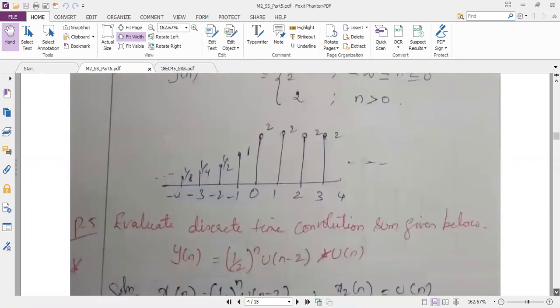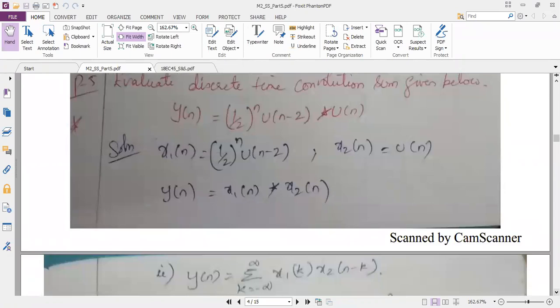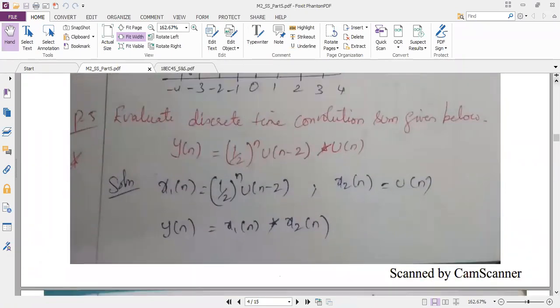Now you can copy this question. I have marked this problem as star, which means this problem was asked repeatedly in question papers. Evaluate the discrete time convolution sum given below: y of n is equal to 1 by 2 power n u of n minus 2 convolution u of n. Once you have copied, let me know, and I will continue the solution.